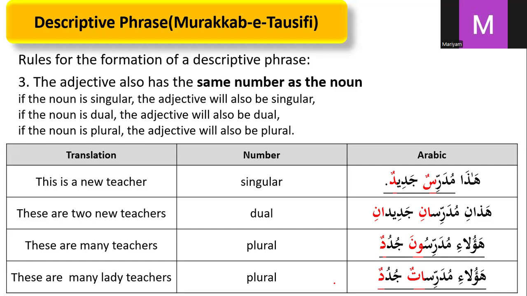So if there is a human plural noun, either masculine or feminine, we need to use the same plural form of the adjective. So mudarrisuna jududun. Mudarrisuna is the noun. The noun is in plural form, so the adjective is also in plural form. Mudarrisatun, this is the plural form of the feminine. So jududun, again, is a plural form.